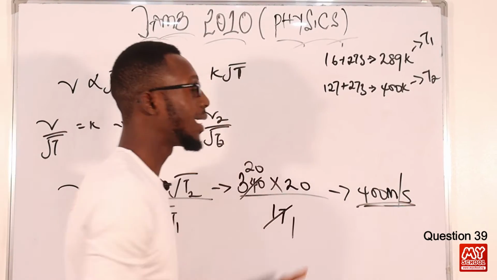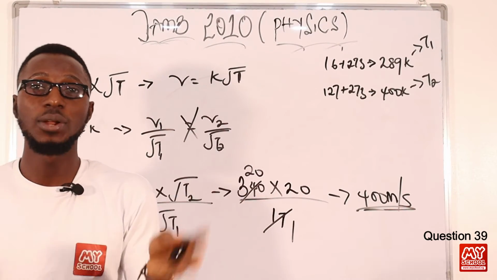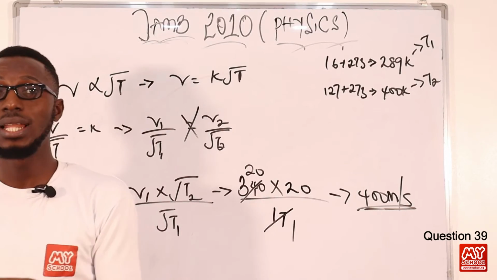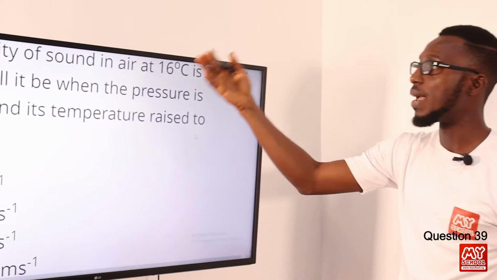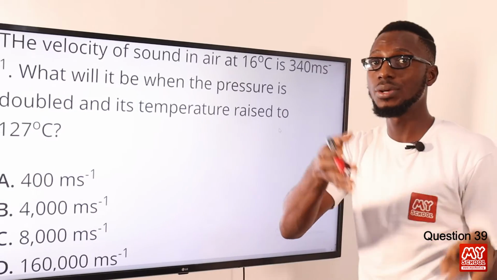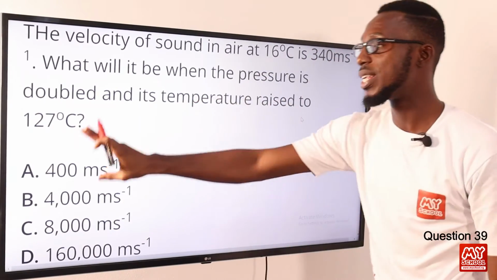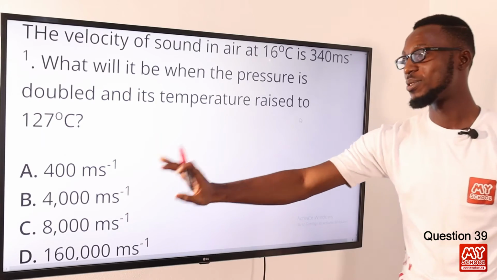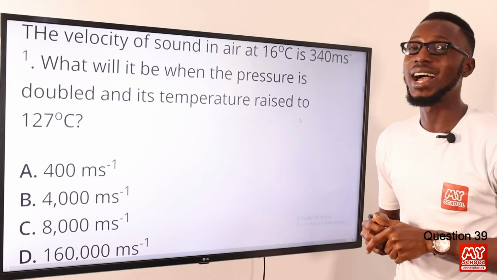This answer confirms the concept that the speed of sound in air should increase with temperature. I mentioned earlier that at 0 degrees it is 332, at 16 it is 340, then at 127 it is 400. So don't forget that. The correct option is option A, 400 meters per second.